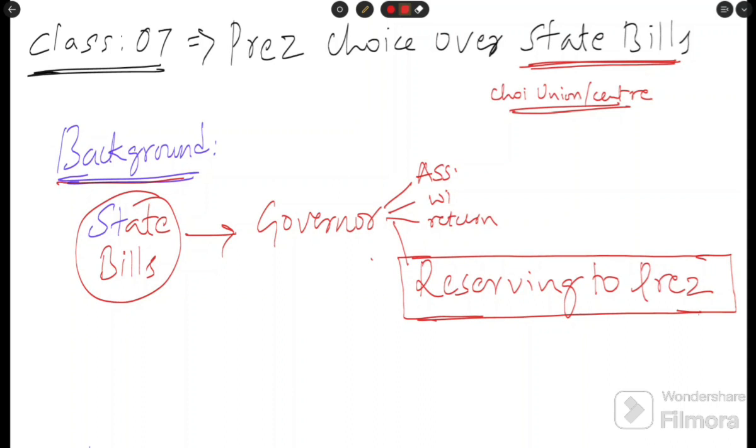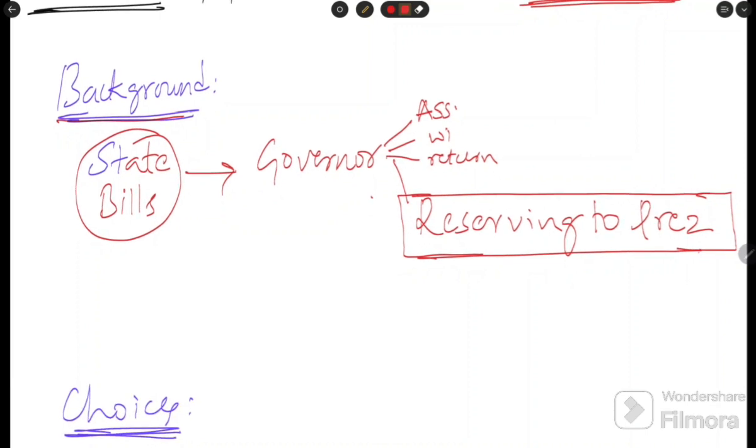For this, we need to understand some background. So, come to the background. What is the background? We know there is a parliament at the Centre, at the union level, at the national level. Parliament means Lok Sabha and Rajya Sabha. What do they do? They make the laws, or they pass the bills.